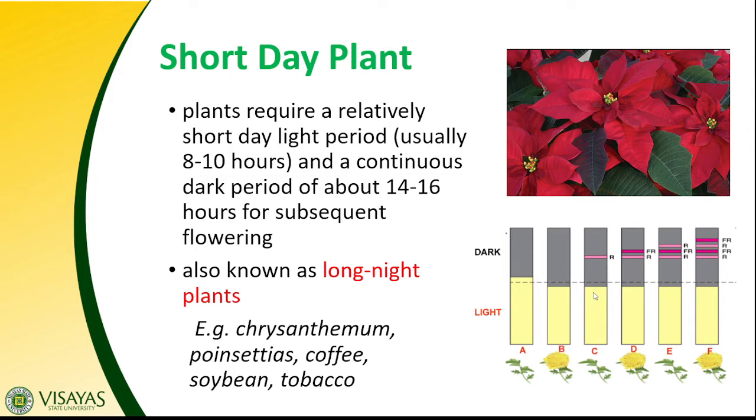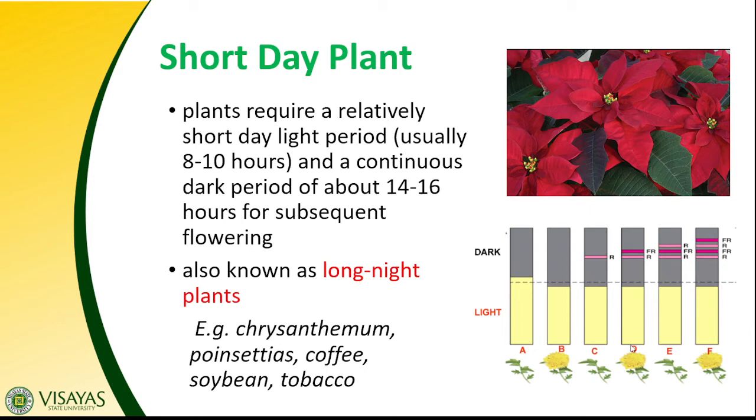There is exposure of short day length. However, the night period is being interrupted with a red light, and this interruption causes the short day plants not to flower. So no flowering with the interruption of this red light during the dark period.